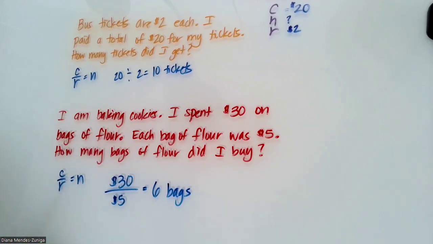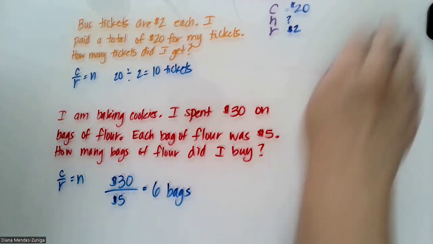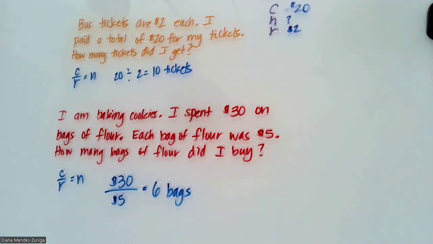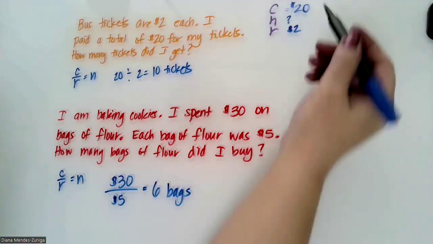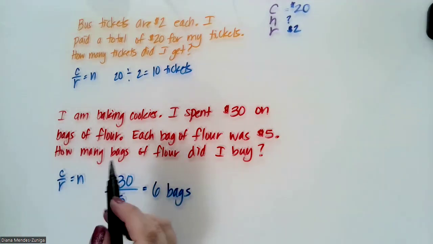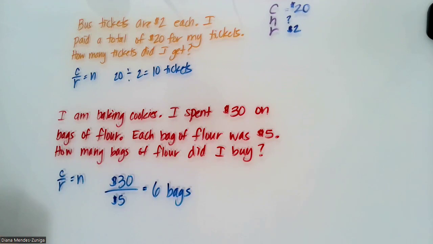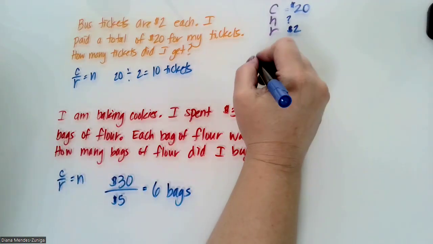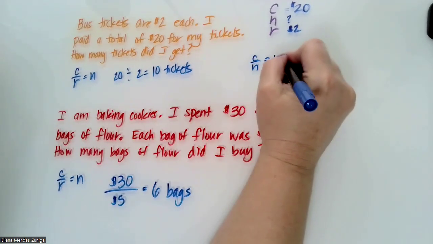So as you can see, just like with the distance, rate, and time, these are interchangeable. As long as you know which one to put where, you should be able to solve these. As long as you understand what the cost is, the number of units is, and the rate is, you can figure out which piece of information is missing, and you just plug them in there and figure that out, how to use them.